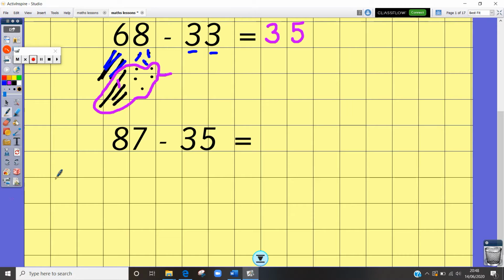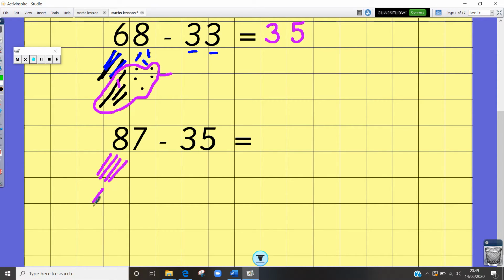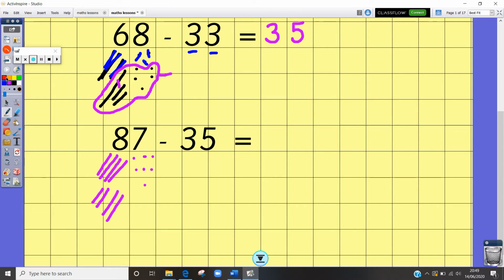Okay, welcome back, Bumblebees. So let's draw our 87 in tens and ones. So we've got 10, 20, 30, 40, 50, 60, 70, 80, 81, 82, 83, 84, 85, 86, 87. Okay, and it's going to be my job now to subtract 35 from 87. So we're going to cross off 30, 10, 20, 30, and subtract 5. 1, 2, 3, 4, 5.